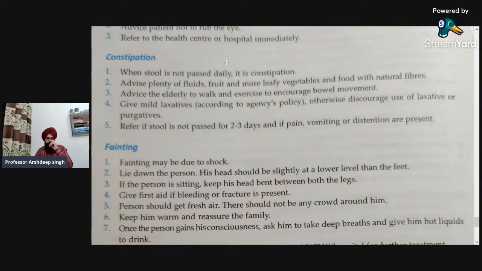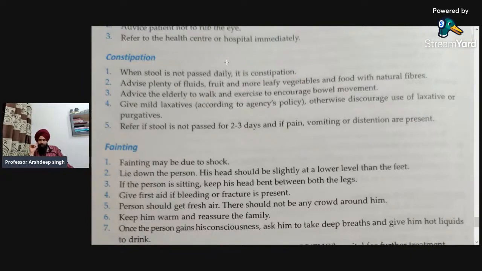Next is constipation, when stool is not passed daily, and is passed after 2 to 3 days, or is passed with some pain. So it is constipation. Advise plenty of fluids. That is the best method. Fruit, more leafy vegetables, and food with natural fibers. Food with fibers is very good, an alternative method to relieve constipation.